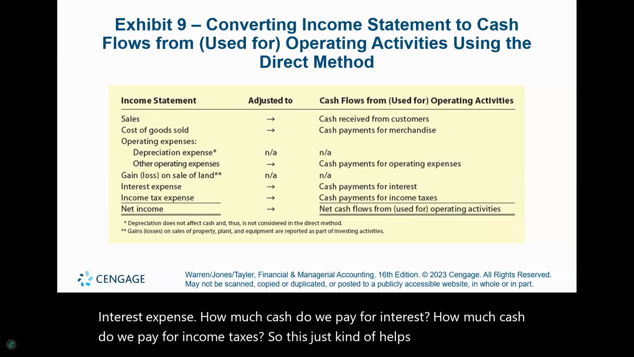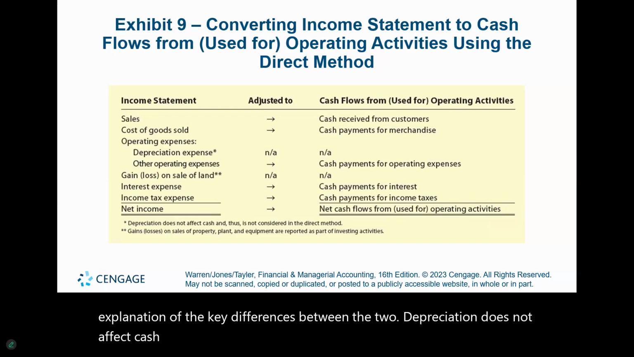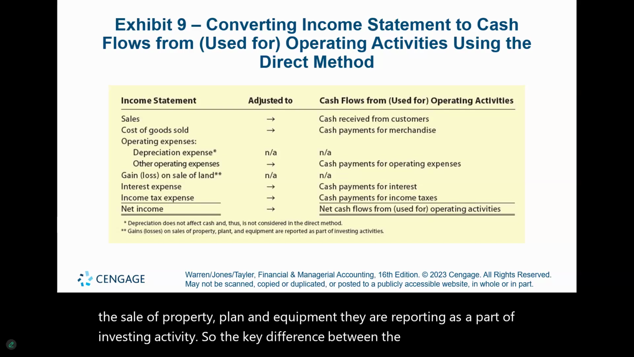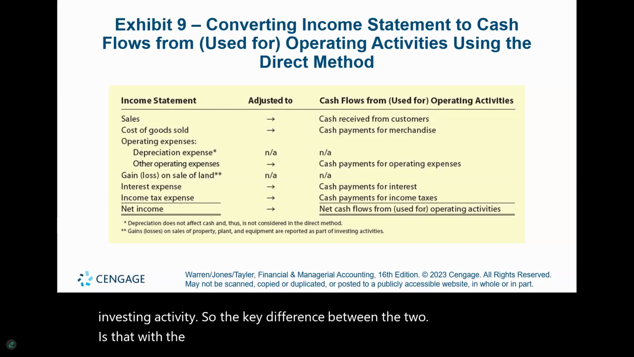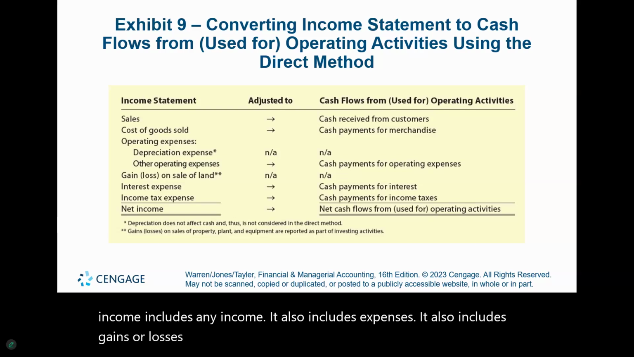So this just helps to provide an explanation of the key differences between the two. Depreciation does not affect cash, so it's not even considered in the direct method. Gains and losses on the sale of property, plant, and equipment are reported as a part of investing activity. The key difference is that with the indirect method, we start off with net income, and net income includes any income. It also includes expenses. It also includes gains or losses. Hence, when using the indirect method, we factor in depreciation, gains, and losses.